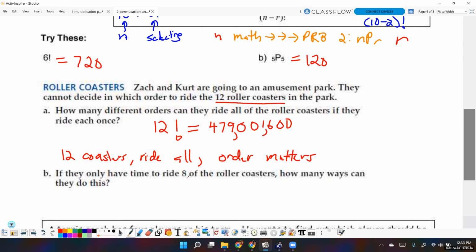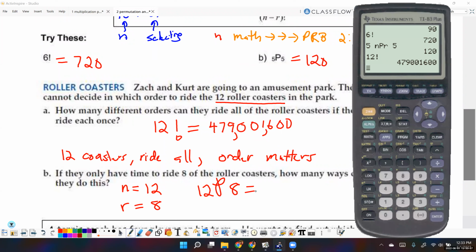If they only have time to ride 8 of the coasters, how many ways can they do this? Here, our N value, the total we're selecting from, is 12. The number we are selecting is 8, and order matters. So we're going to do 10P8. Sorry, I wrote 12. I don't know why I said 10. I meant 12. My apologies.